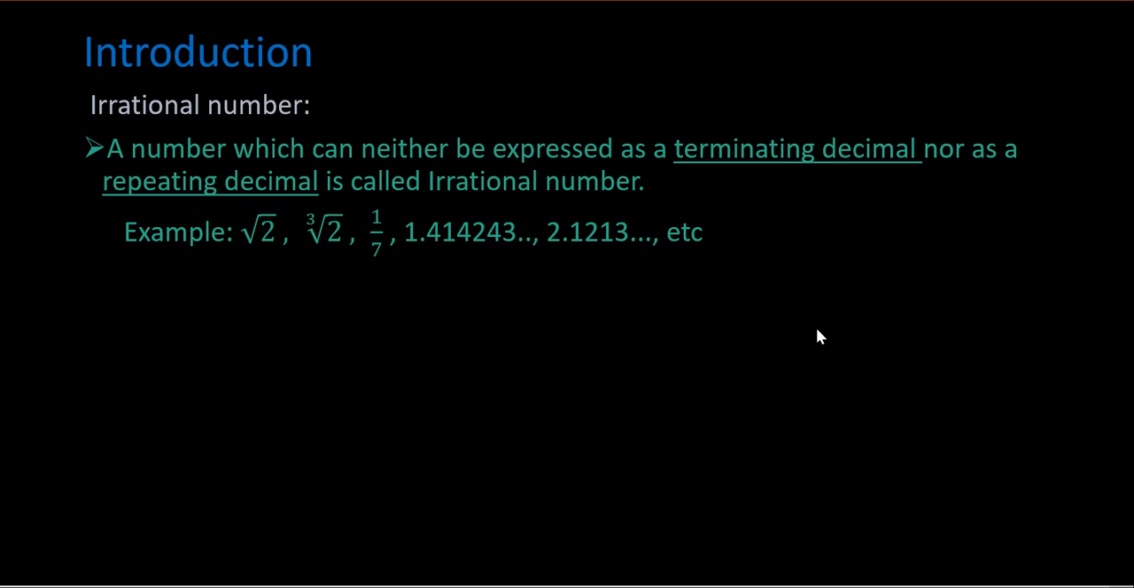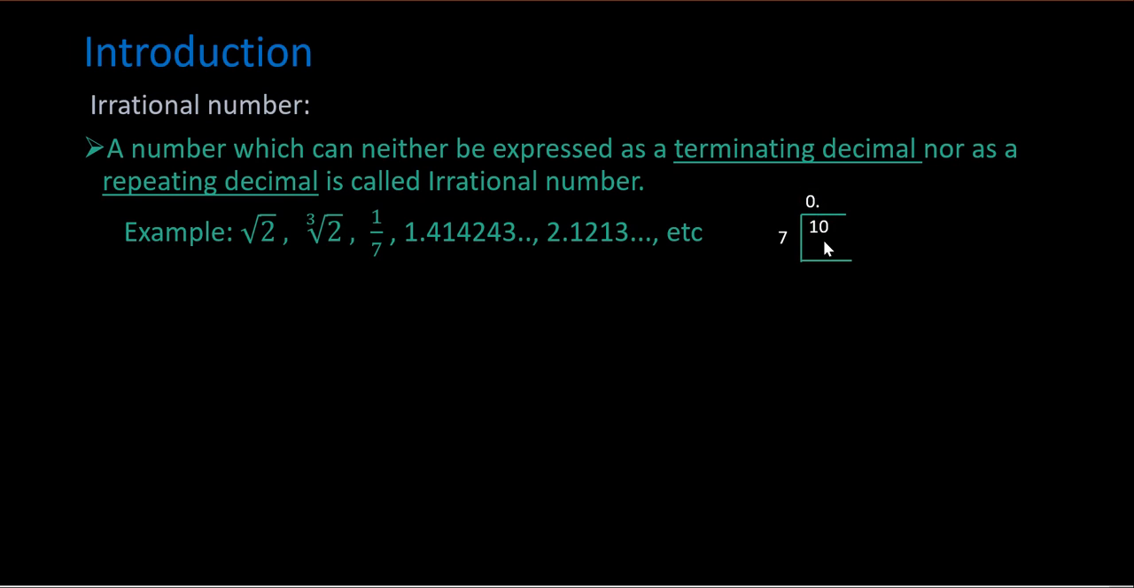Now let us take one example. We will be taking 1 by 7. So now if we divide 1 by 7, here clearly you can see 1 is smaller than 7, so directly we cannot divide it. To divide it, we need to add one 0 after 1. And to add one 0, we need to put one decimal here. So once we put the decimal, we can add one 0 after 1.